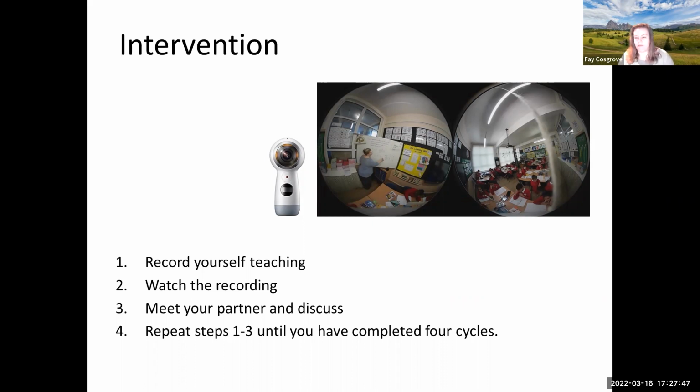Those discussions happened in pairs, and people were remarkably honest with each other. You know, we all worked together in one school, and people were remarkably honest and put their hands up and said, I think that could have been better. Or, I think this was really good. What do you think?